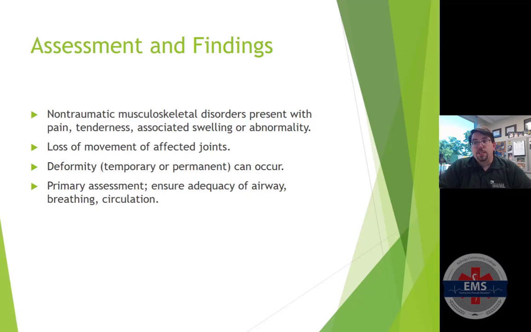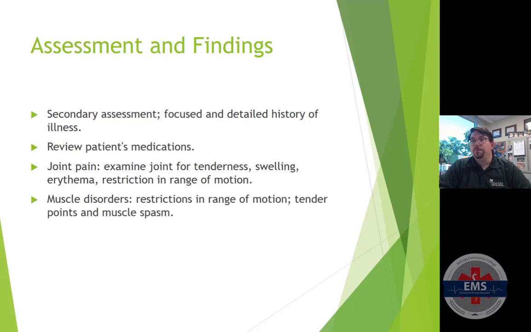And then we also know that our primary assessment is extremely important with anyone that's dealing with a musculoskeletal disorder, because muscles are also part of what help us be able to breathe. Our intercostal muscles and the ability for our diaphragm to contract. So ensuring adequacy of airway, breathing, and circulation, as in any patient, is extremely important.